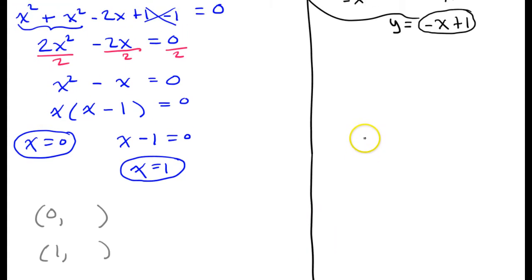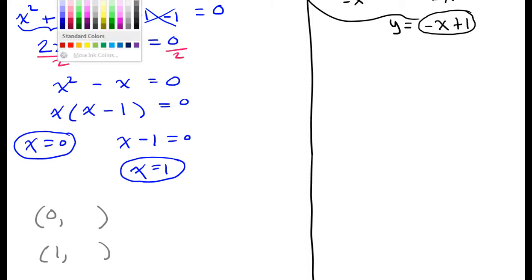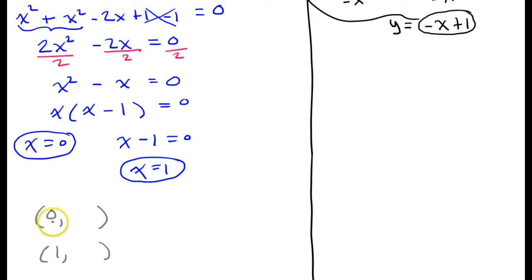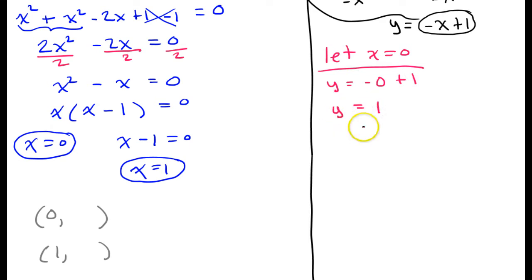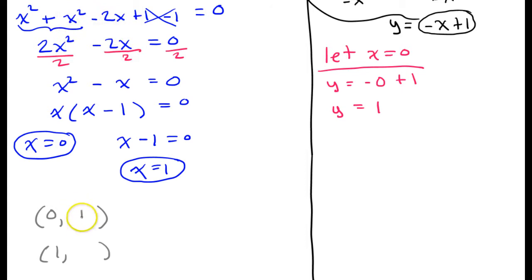To find those y values, I will use this little equation right here. So let's start by letting x equal 0. So this little equation will become y equals negative 0 plus 1. So y equals 1. So that means 0 comma 1 is one of my solutions.